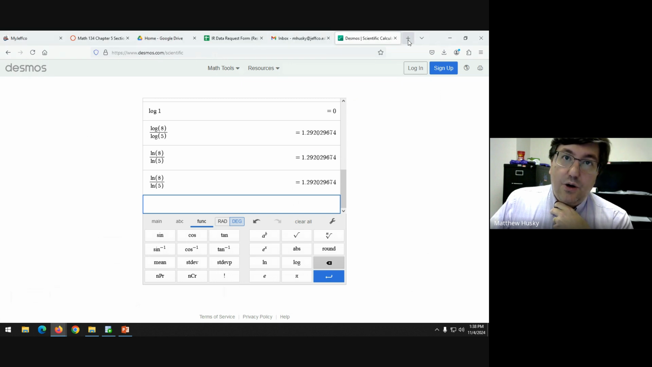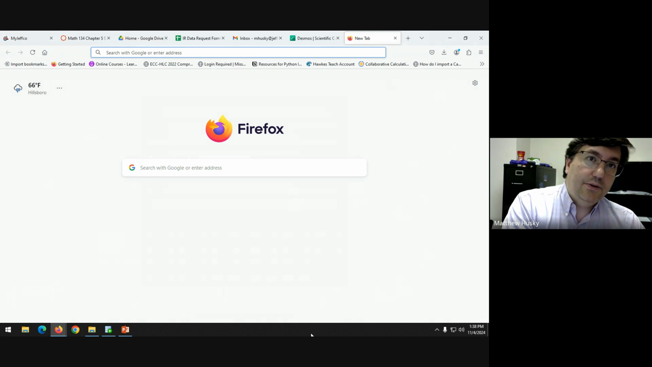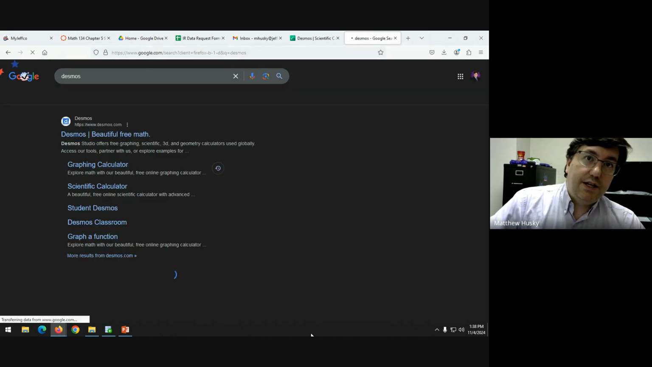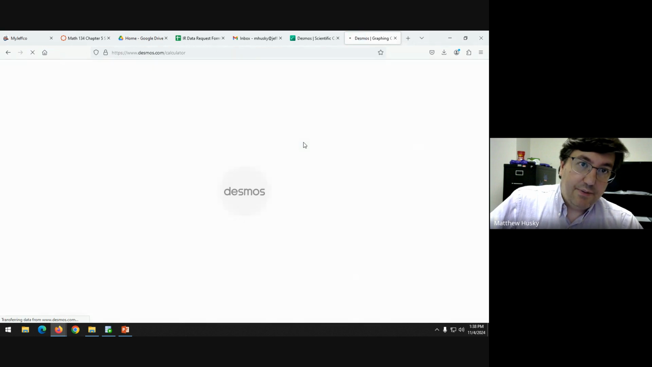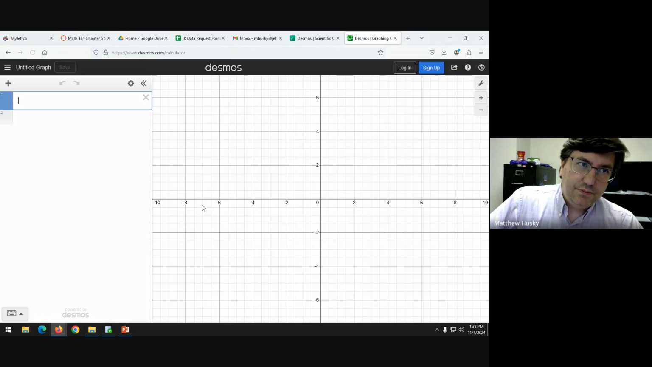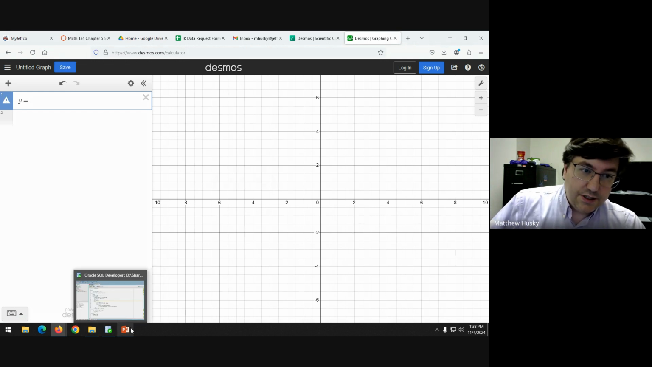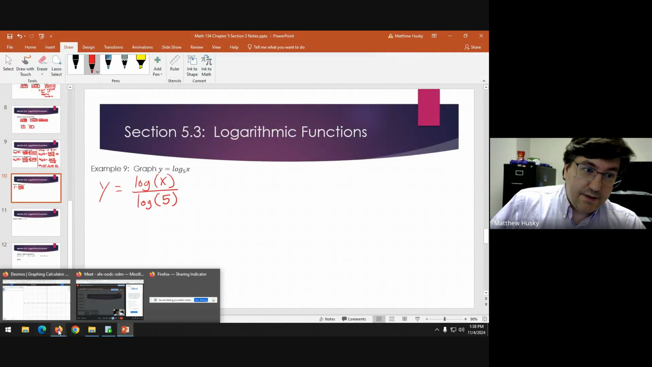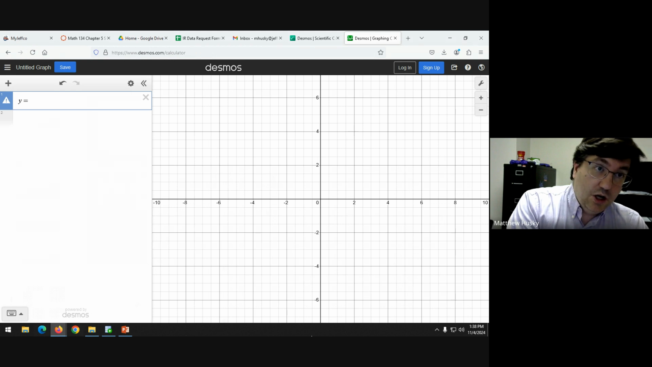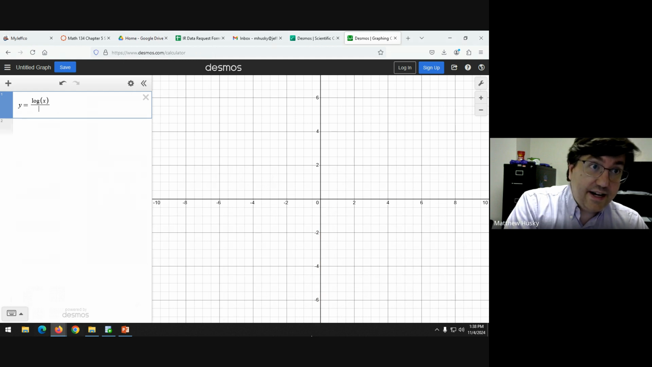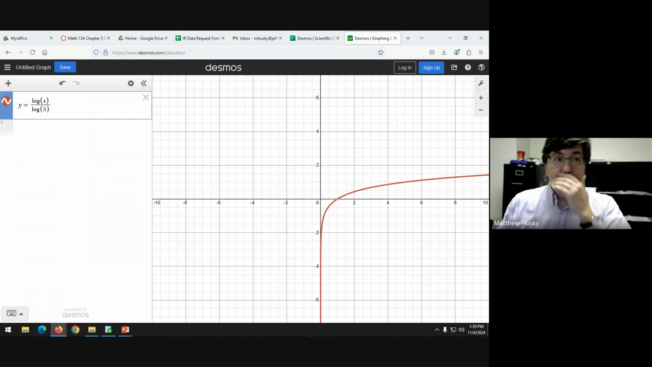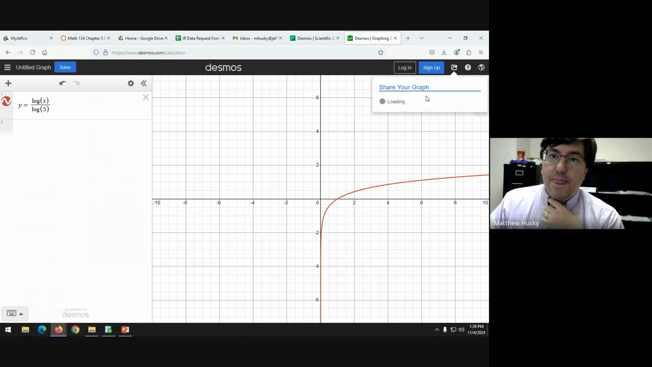So let's get the graphing calculator pulled up here. We're going to do y equals log x divided by log 5. So we're going to do log x, put the x in parentheses, and divide it by log of 5. And then when we do that, we get that very lovely graph right there.